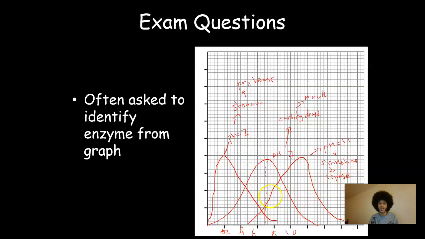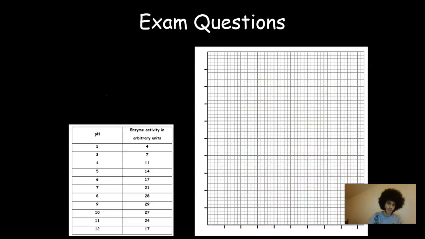All right, so you might get a graph with these 3 different types of peaks, and you have to be quite careful about identifying which enzyme matches with which curve. So that's something you might get. Now, you might get it as a graph to identify, or you might get data instead. So you just have to be quite aware of that.